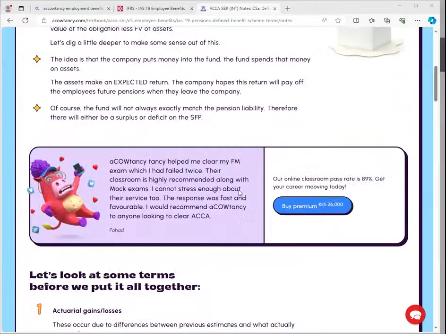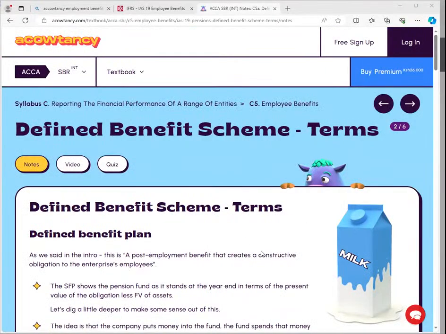Now, ladies and gentlemen, we are told here, there is a small introduction that I would want to run away from. A defined benefit scheme is a post-employment benefit that creates a constructive obligation to the enterprise's employees. The statement of financial position shows the pension fund as it stands at the year end in terms of the present value of the obligation less fair value of assets.